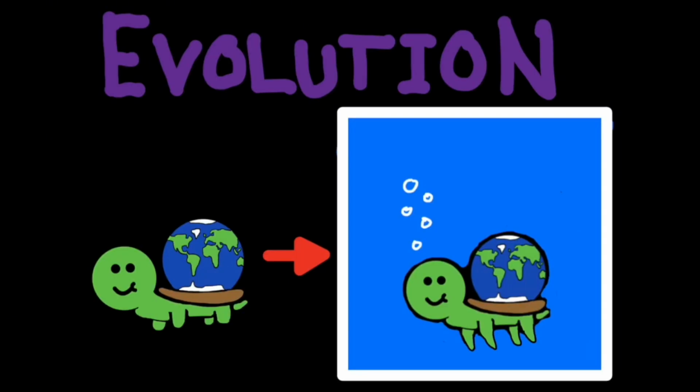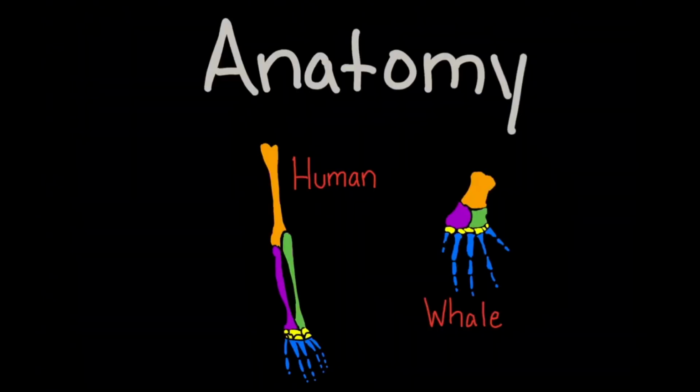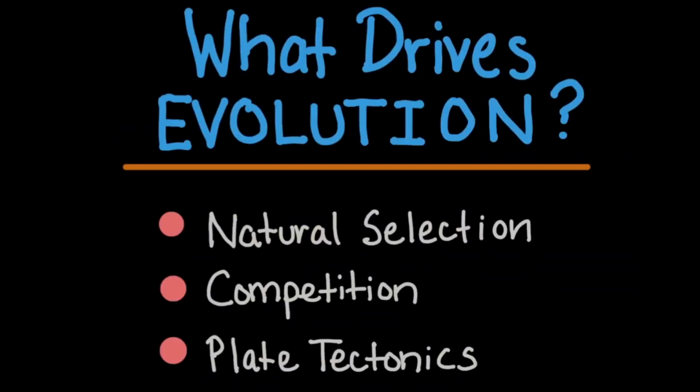Evolution is a scientific theory in which organisms change genetically over time to adapt to changing environments. Anatomy of organisms can provide insight of similarities and information on shared ancestry. For example, human arms and whale flippers are very different. However, they are made of the same bones. They are just different sizes and distributed differently. So, what drives evolution? Three examples we'll talk about are natural selection, competition, and plate tectonics.